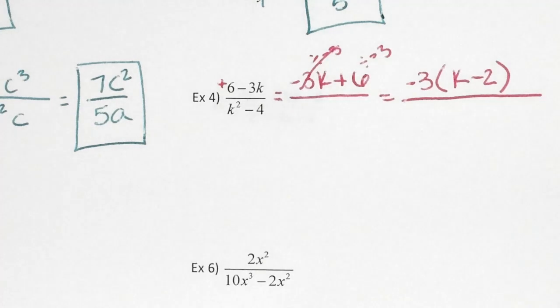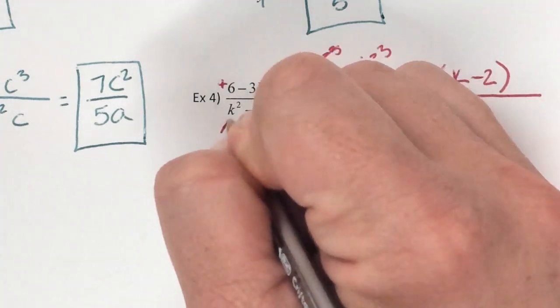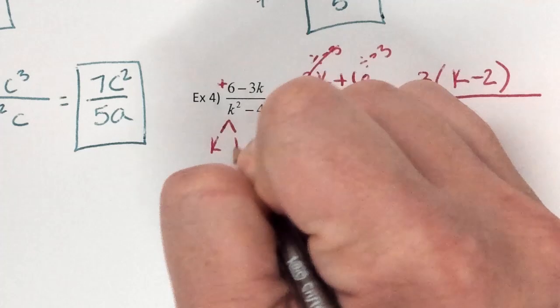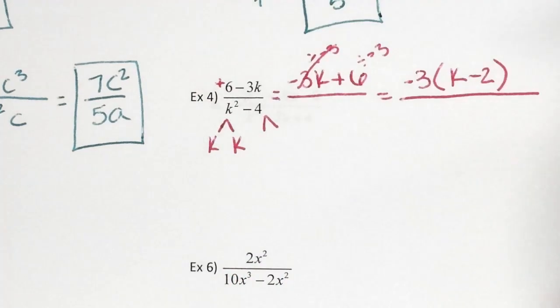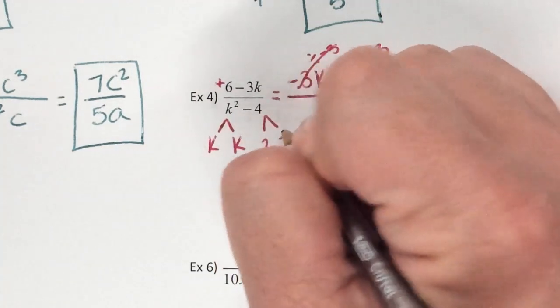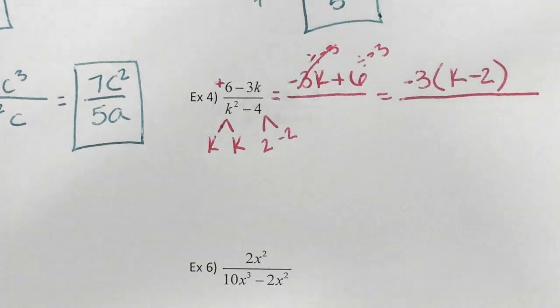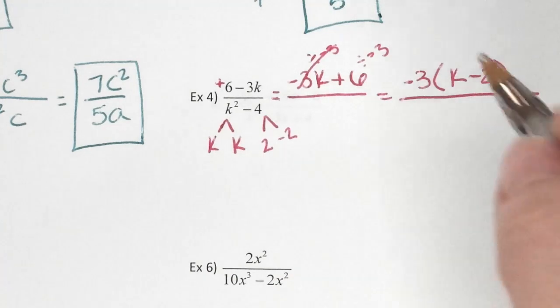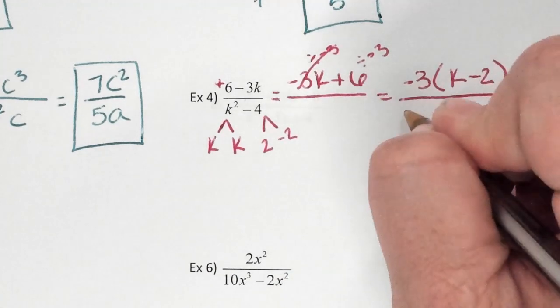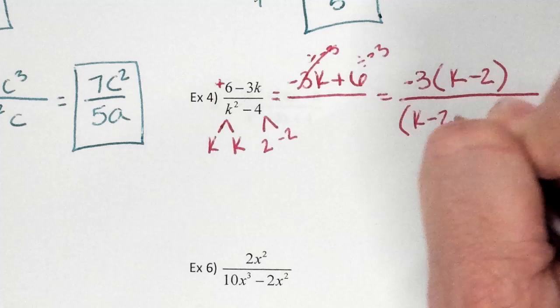Now look at the bottom. How would I factor that? It's only 2 terms. Is it perfect squares or perfect cubes? Yeah, it's the difference of 2 squares. So what times what gives us k squared? K times k. And what times what gives us 4? 2 and negative 2, right? Because one of them has to be negative to give us that negative. That's what makes that middle term cancel, the positive and the negative. So I don't need to write that twice, I'm just going to go straight here, and it's k minus 2, k plus 2.